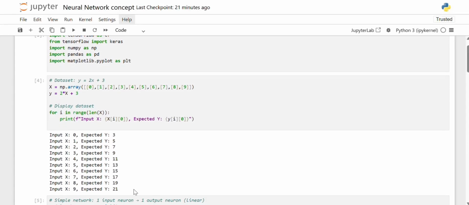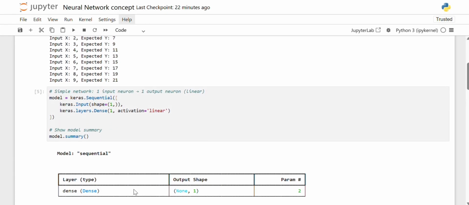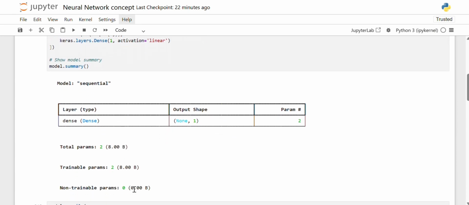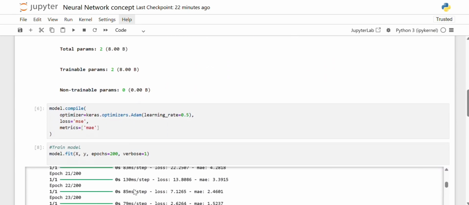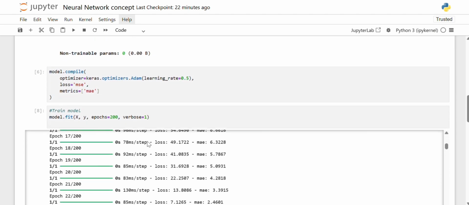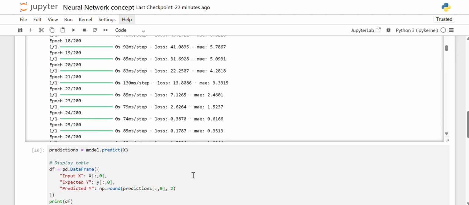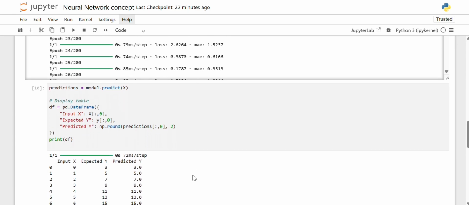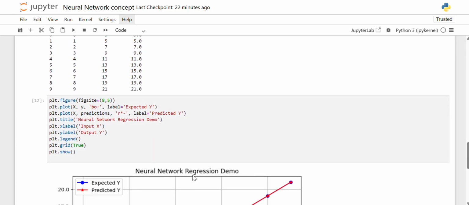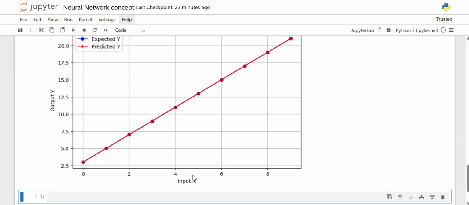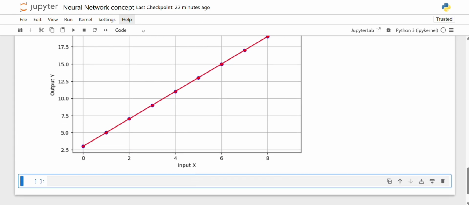Hello everyone, in this video I will demonstrate a simple neural network built in Python using TensorFlow and Keras. We will teach the network to learn a linear function y equal to 2x plus 3 and make predictions for given inputs. You will see how to create a dataset, build and train a network, make predictions and visualize the result. Let's start by importing the libraries we need.